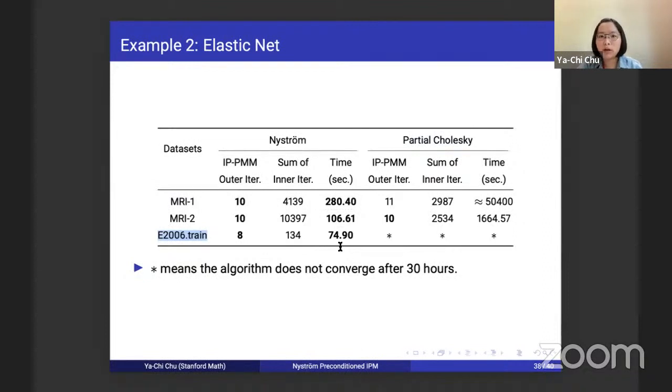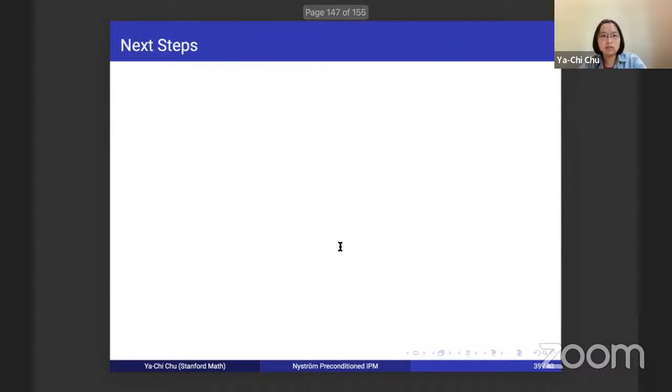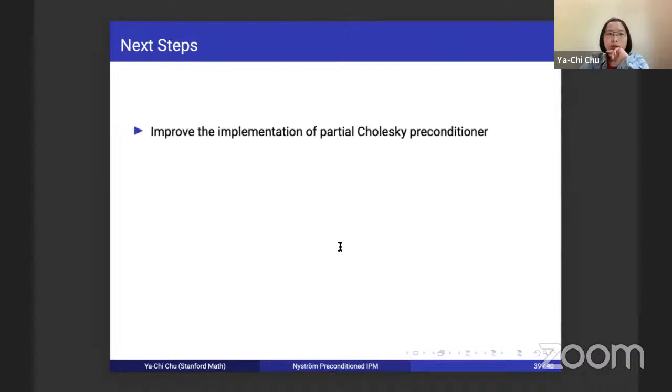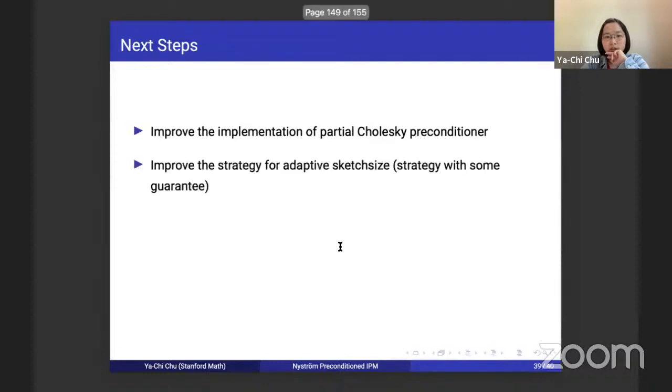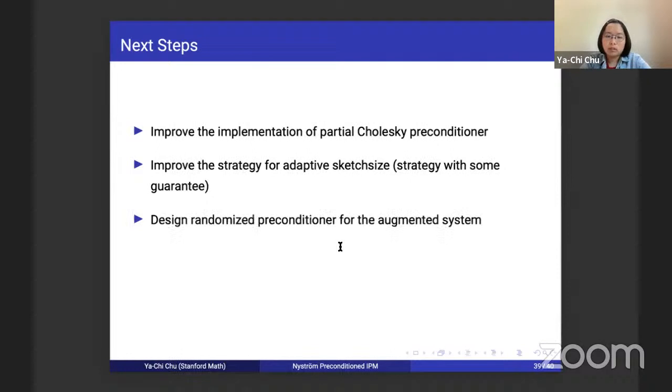We are still trying to do a fair comparison between our preconditioner and the existing preconditioner. So that's basically our talk today. I will briefly mention the next steps. For sure, we need to improve the implementation of the partial Cholesky preconditioner, and we want to come up with a better adaptive sketch size strategy, because it's a parameter which the user needs to specify beforehand, which is not easy to choose. So it's a parameter tuning problem.